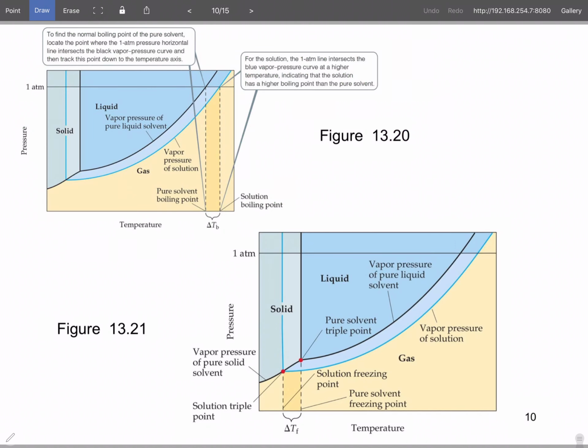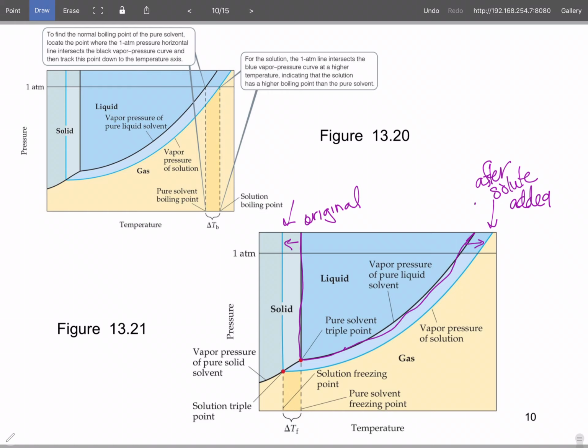Now, if you need to visualize this, this is a phase diagram. There are two of them, and so the net effect is that the black line is the original. And so the blue line is what happens after you add a solute. Okay, and so if you look at the graph, it changes everything. Your triple point decreases, your freezing point decreases, your boiling point increases, and everything changes.